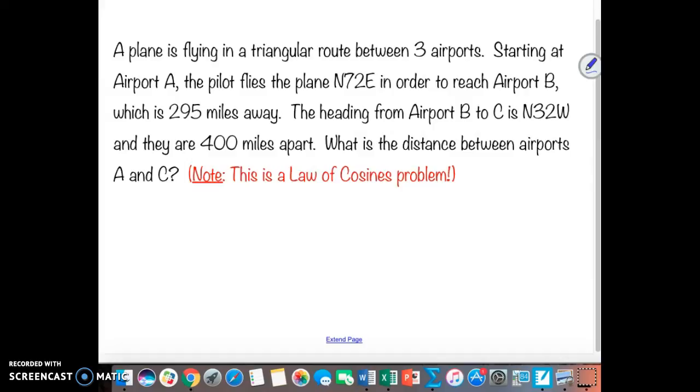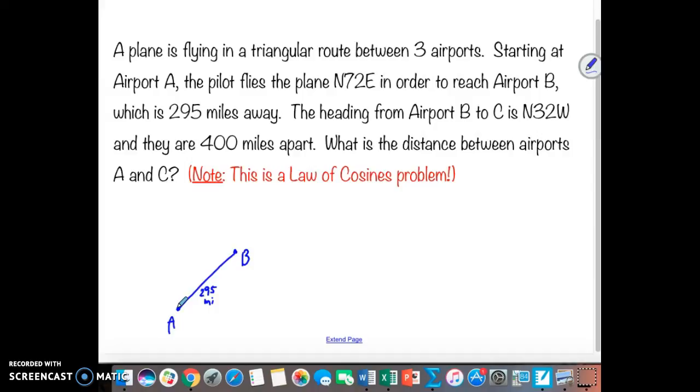Another example problem is, a plane is flying in a triangular route between 3 airports. Starting at airport A, I'll make a point and label it A. The pilot flies the plane north 72 degrees east. And this distance is 295 miles. I'll label this point B.